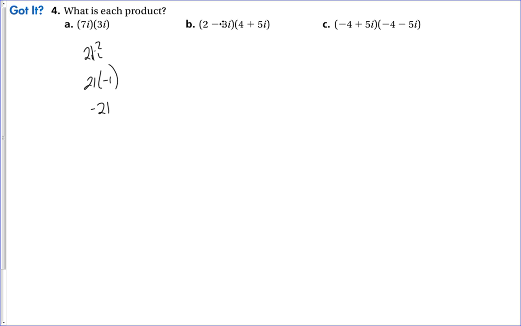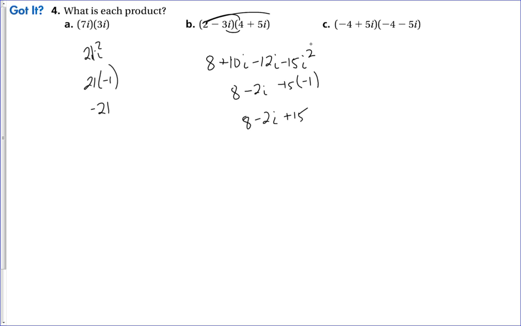All right, here, you got to foil them together. So that'd be 8 plus 10I minus 12I minus 15I squared. So I squared is negative 1 times negative 15. This goes down to negative 2I and then 8. So this here is going to be 8 minus 2I plus 15. So 15 and 8 is 23 minus 2I. So that's what you should have got for the second one.